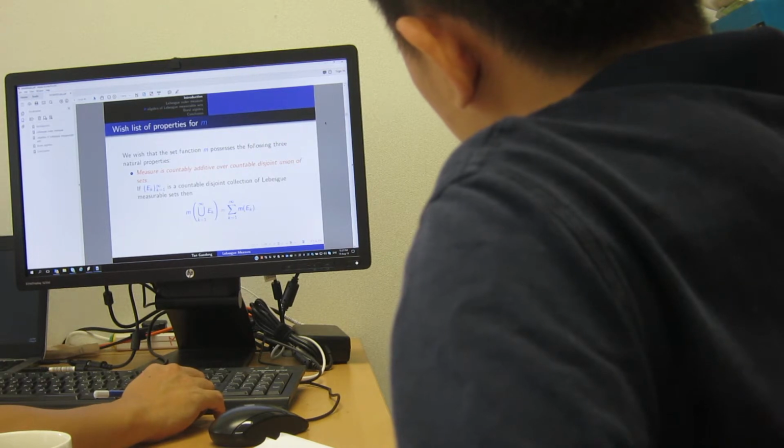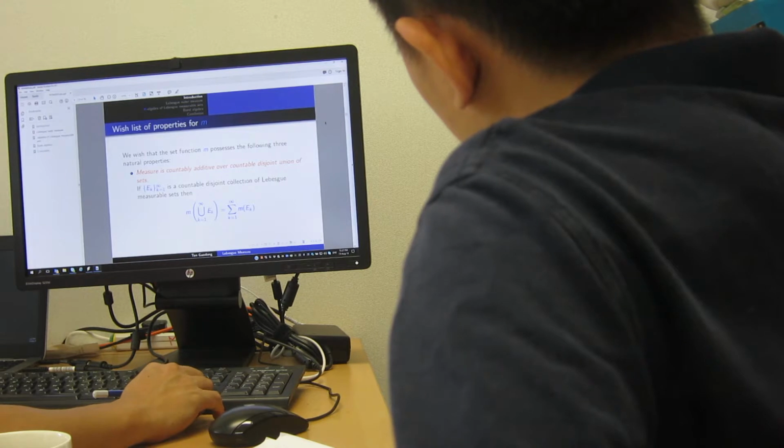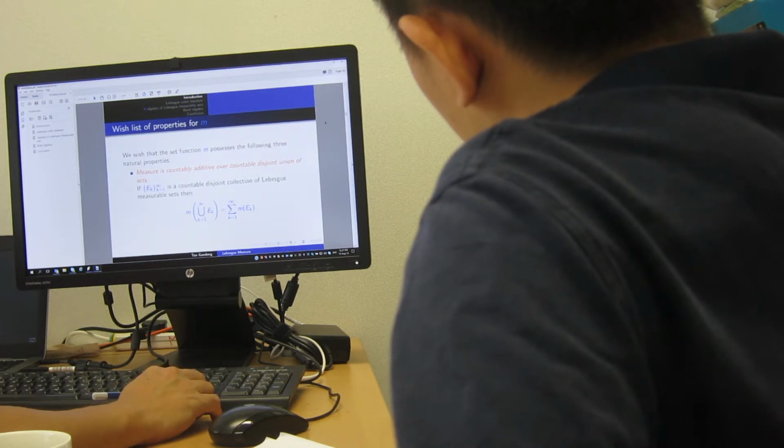The third property that we hope to have is that the measure should be countably additive over a countable disjoint union of sets. So if we are given a countable collection of disjoint Lebesgue measurable sets, then we expect that the union of this family should have a measure that is computed by taking the sum of the individual measures of the composing sets. This is likened to the situation that when you take the measure of countably many disjoint intervals, it's just equal to the sum of the lengths of these intervals. So you should naturally extend to this particular equation. We hope that this is also true.